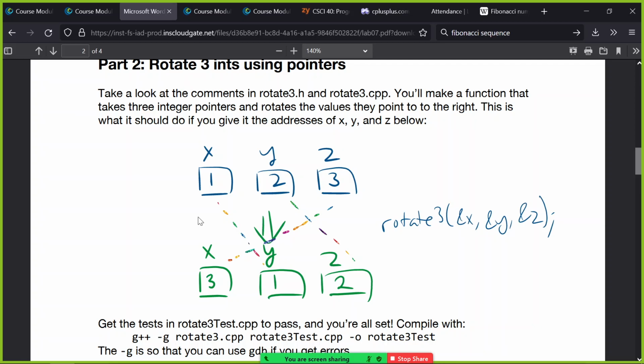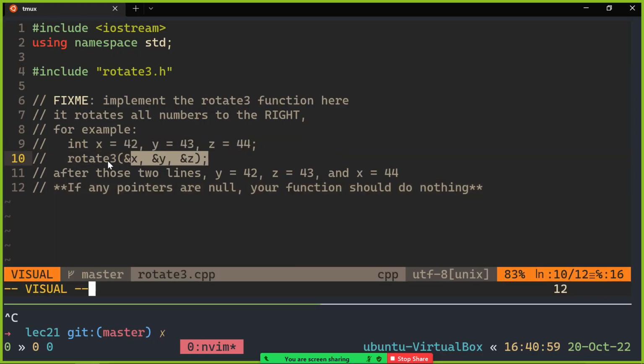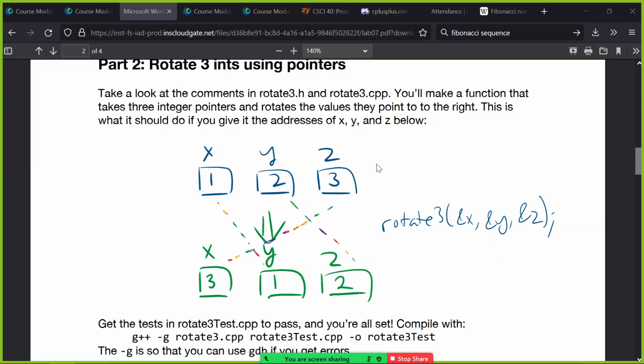Does that make sense? So you're rotating things to the right. So for example, if you had these 3 ints and you called rotate3 on x, y, and z, then y should be set to 42, z should be set to 43, and x should be set to 44. So like everybody's moving to the right. Any questions about that one? That's just using pointers to do swap-like things, but this is like a triple swap instead of a double swap, I would say. So that's the first problem for you.